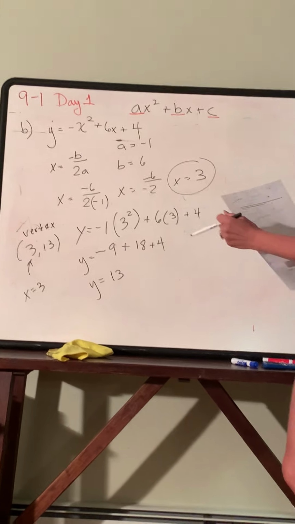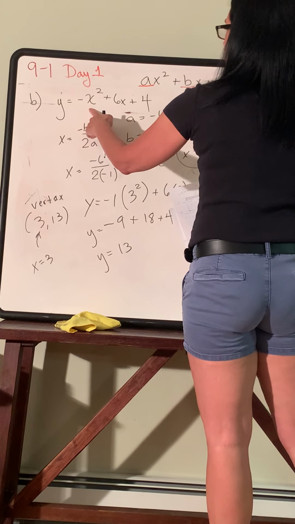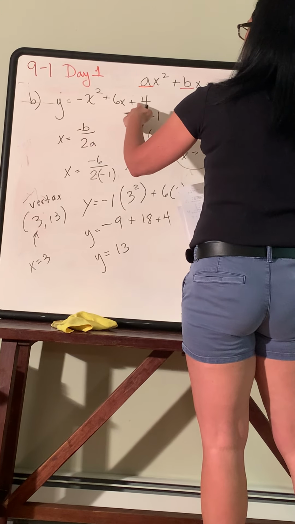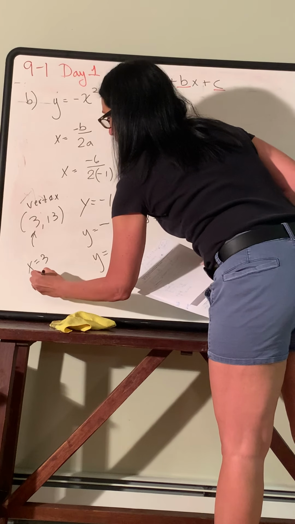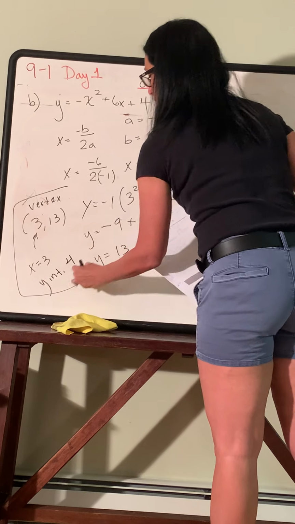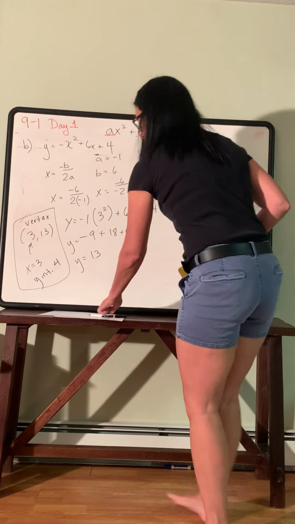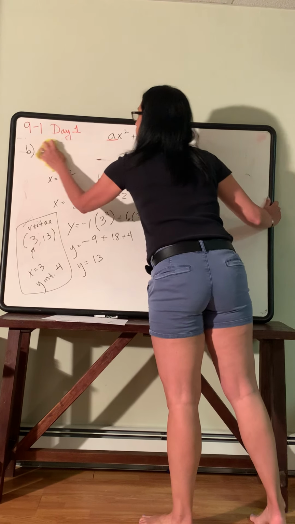How do we get our y-intercept? Plug 0 in for x. So if this is 0 and this is 0, your y-intercept is 4. Those are the 3 things that you need for that question. Okay, next question, number 3.